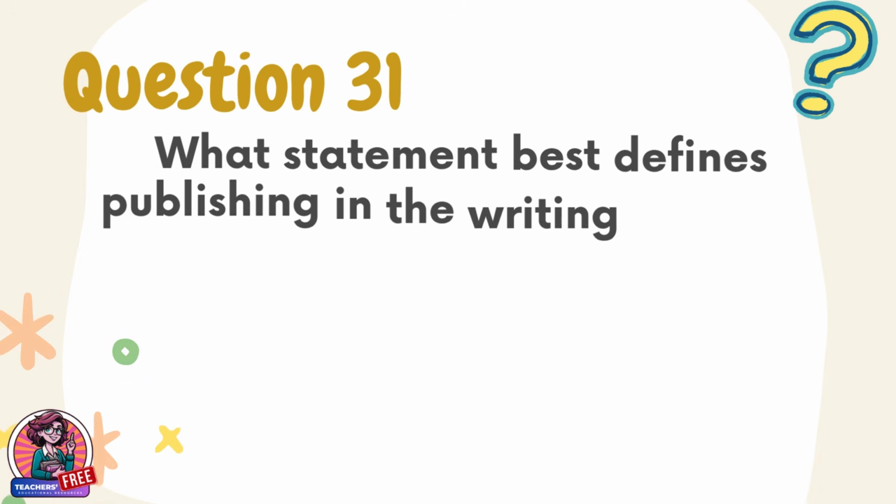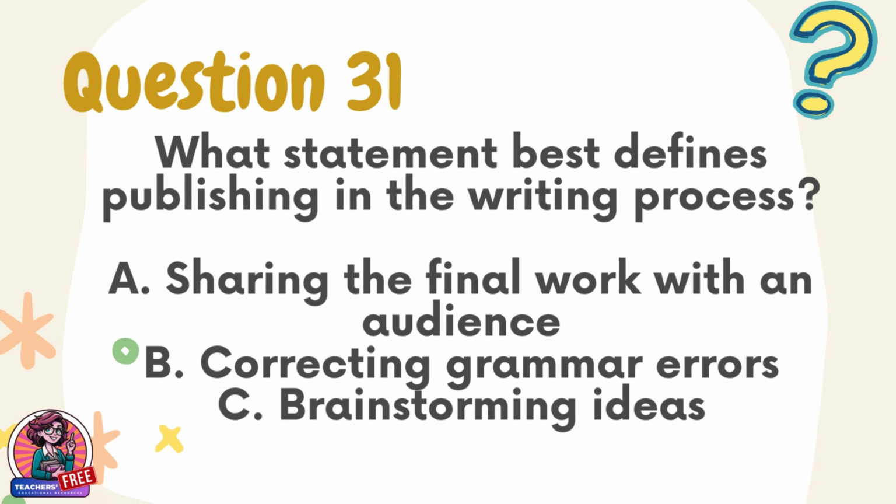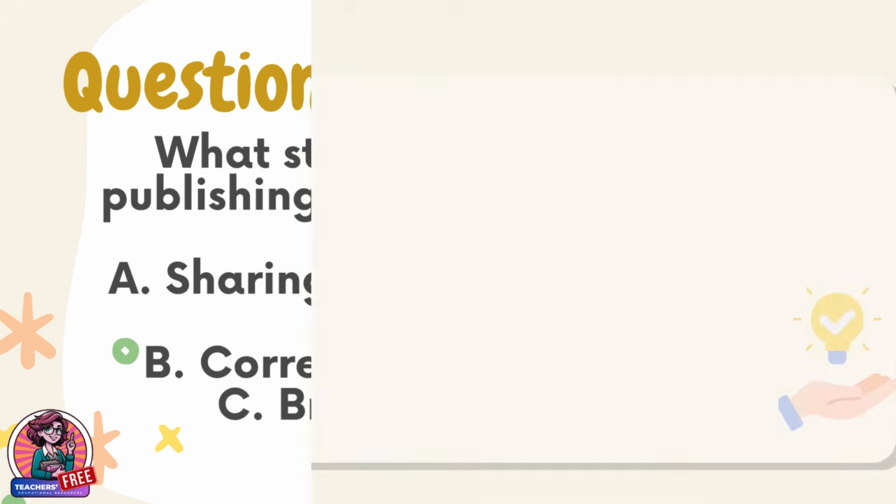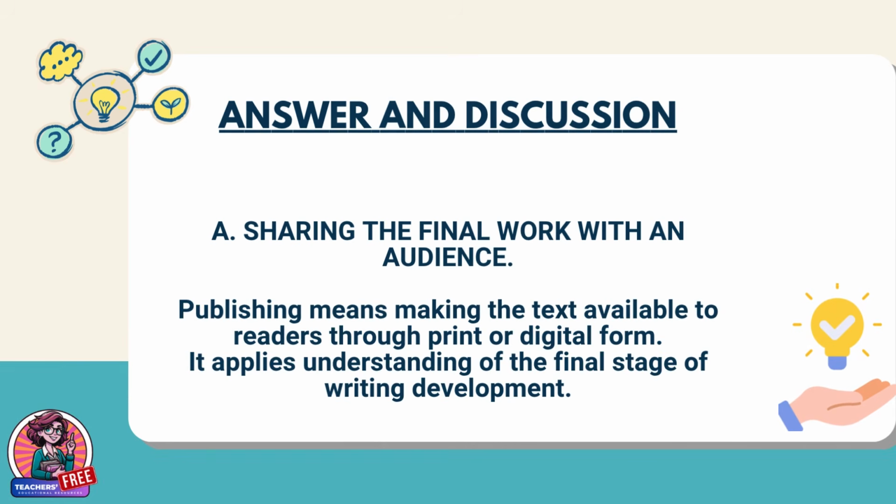Question 31. What statement best defines publishing in the writing process? A. Sharing the final work with an audience. B. Correcting grammar errors. C. Brainstorming ideas. Answer. A. Sharing the final work with an audience. Publishing means making the text available to readers through print or digital form. It applies understanding of the final stage of writing development.